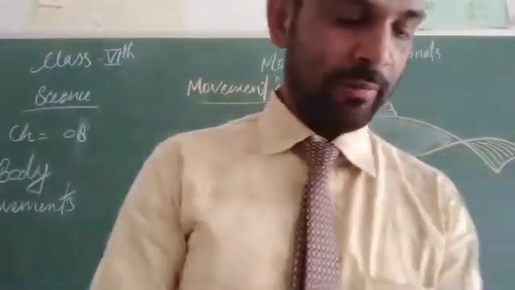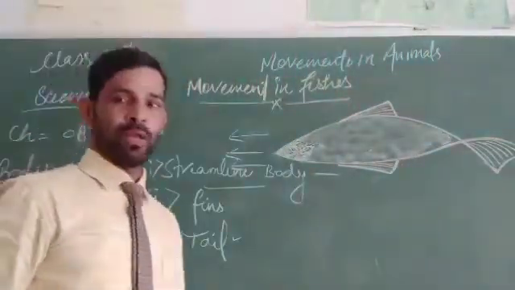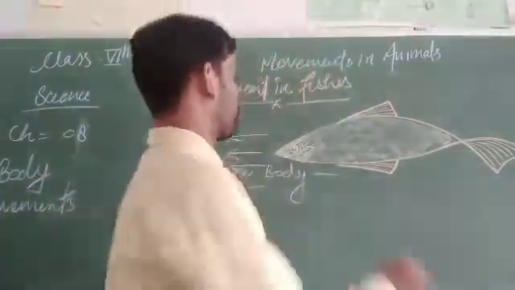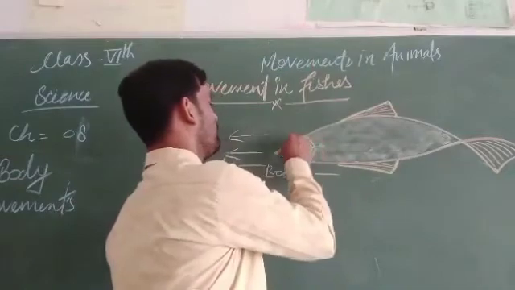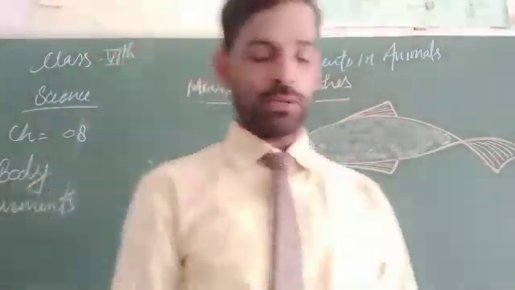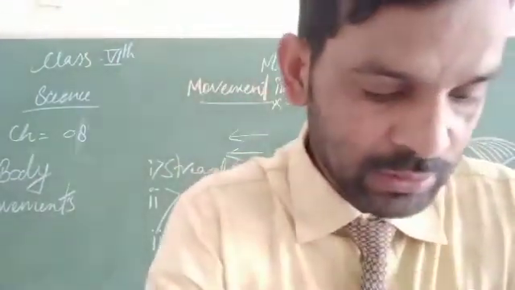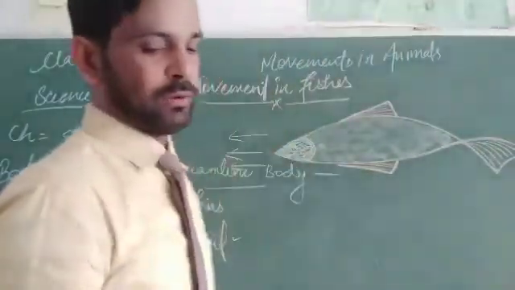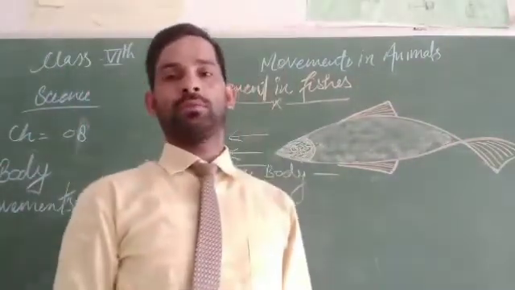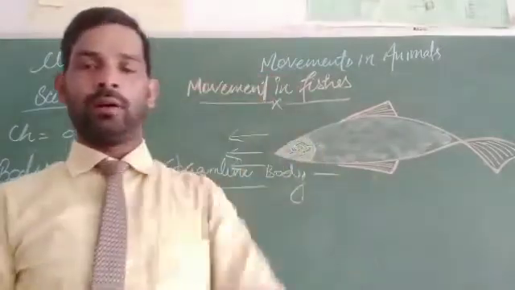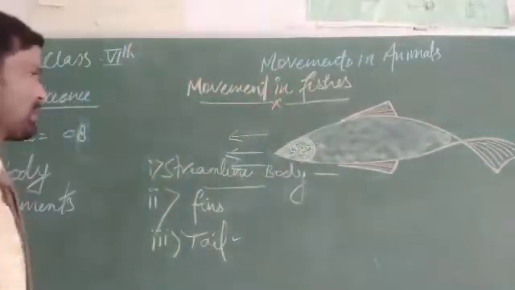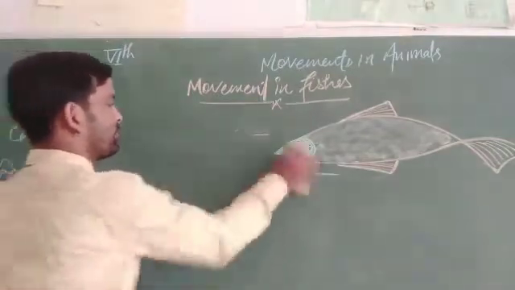Many fishes also have an air bladder, or swim bladder. By the type of movement, they can fill up the air and move as they require, so that they do not sink down when they stop swimming. So this is the movement in fishes.